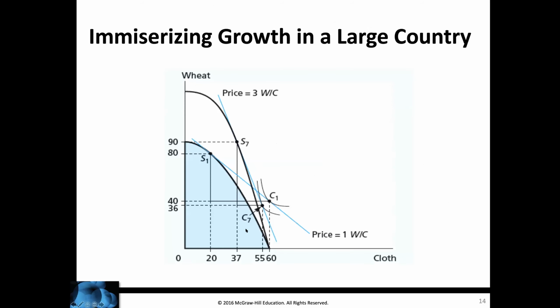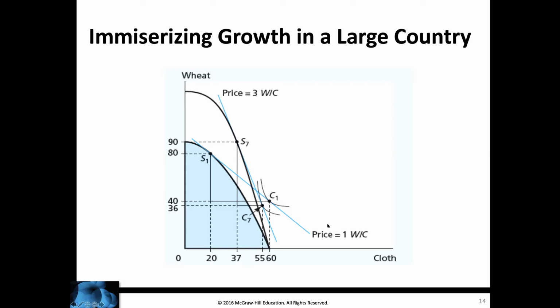So here's the graph showing immiserizing growth in a large country. We've got our original production possibility curve, producing at point S1. Here we've got our new production possibility curve, where we're able to produce a lot more wheat. You can see we're producing at point S7. And so we're able to produce more wheat and more cloth. But let's look at consumption.